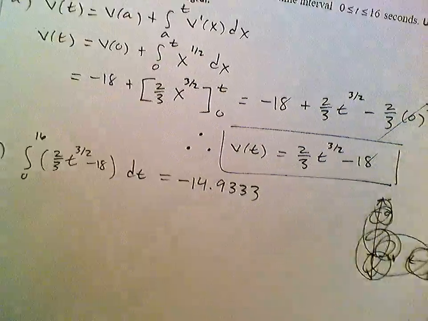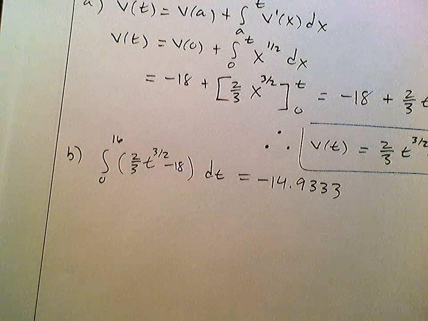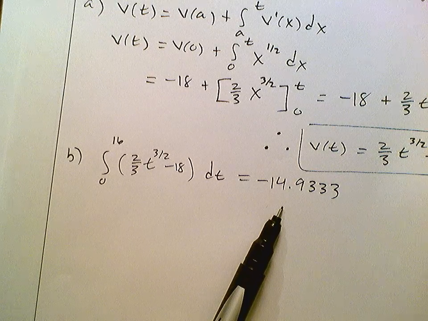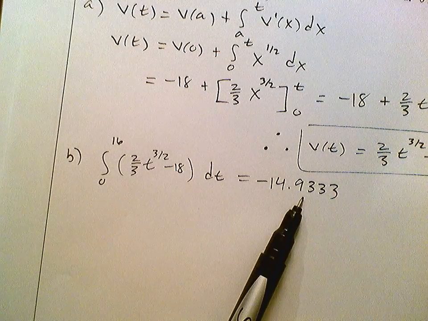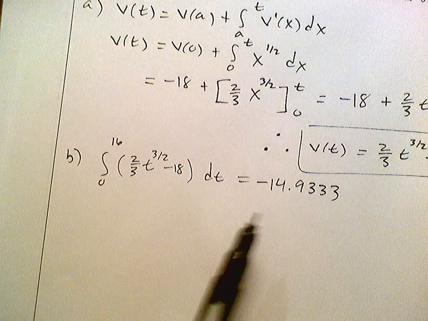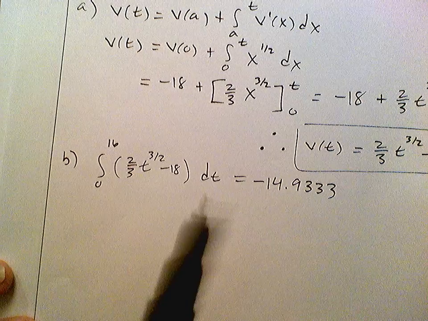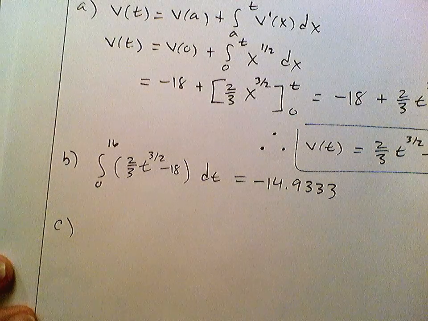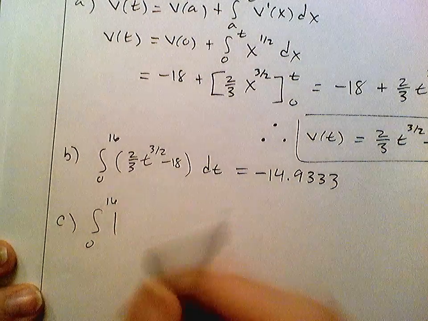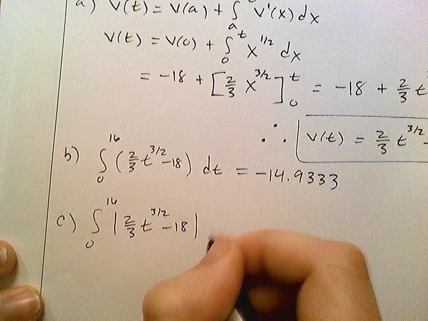Okay. Alrighty, now the total distance traveled. Okay, wherever my initial position was, wherever I started out at, I am this far from it in a negative direction. So I guess I'm this far below it, maybe. Yeah, that makes sense, I think. Okay, so now total distance traveled. It's extremely similar, except I've got to take the absolute value of the velocity function. So 2/3 t to the 3/2 minus 18 dt.